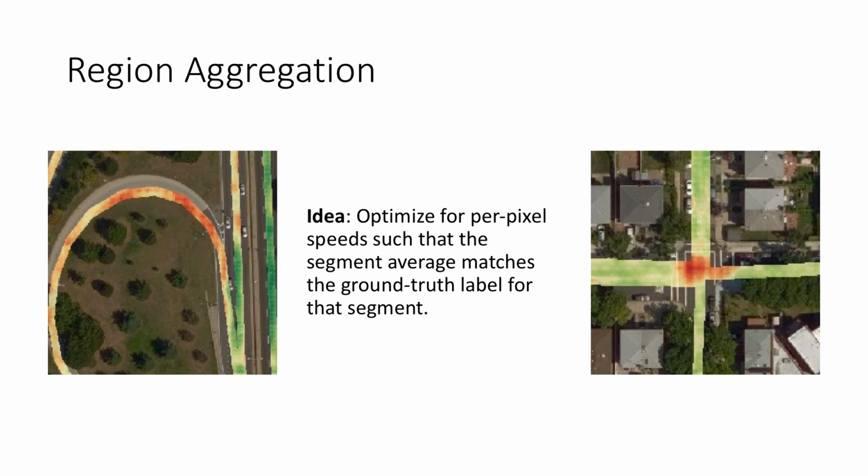A key element of our approach for estimating traffic speeds is the integration of a region aggregation layer. Note that the ground truth traffic speed label for each road segment is represented as a single scalar value computed by averaging real-world observed traffic speeds. Instead of naively replicating this target label across the spatial bounds of a given road segment, we optimize for per-pixel speeds such that the average over the segment matches the ground truth. This enables our approach to capture real-world properties of traffic speed, such as slowing down around corners or at intersections.